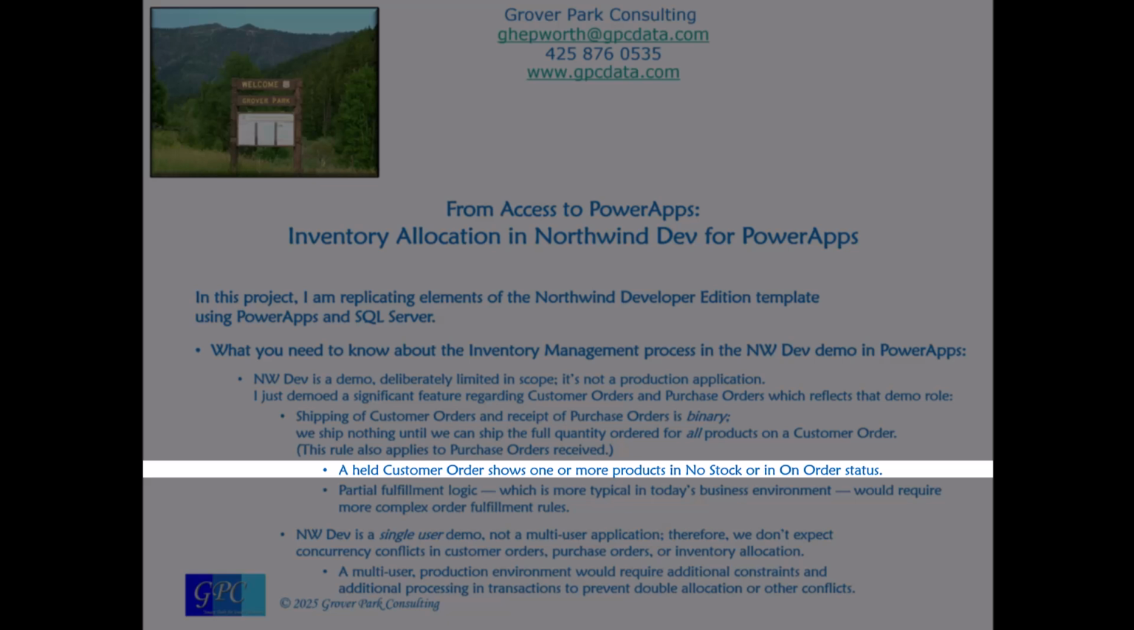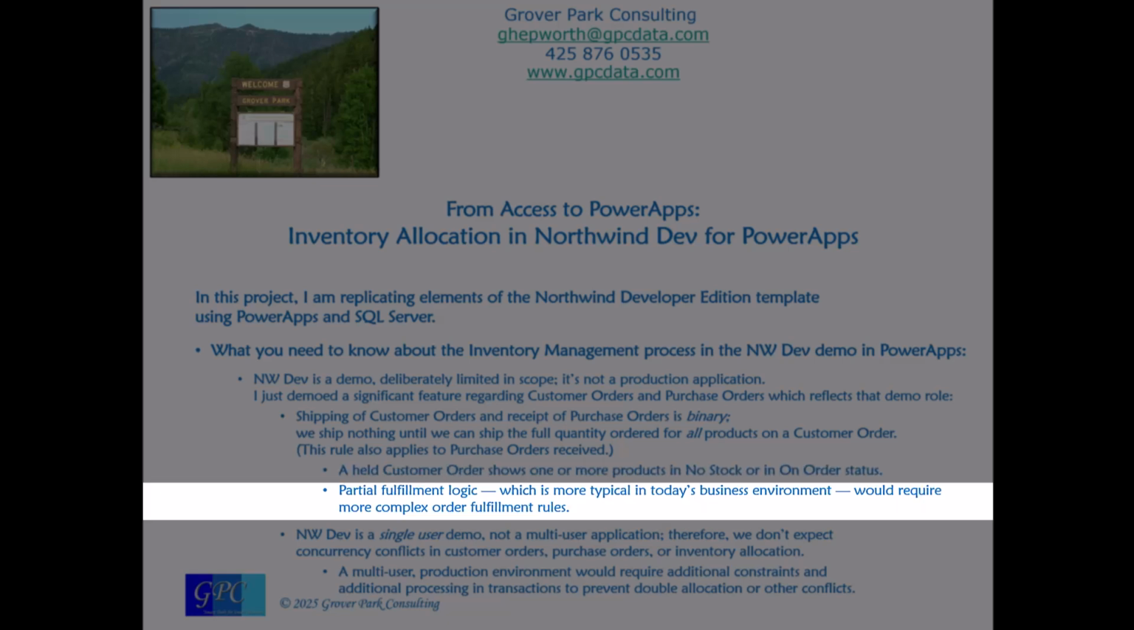the reasons for that. Partial fulfillment logic, and that is much more typical in today's business environment, would require more complex order fulfillment rules and a lot more code to implement. Although binary treatment is workable, keep in mind that it's not typical of most businesses.